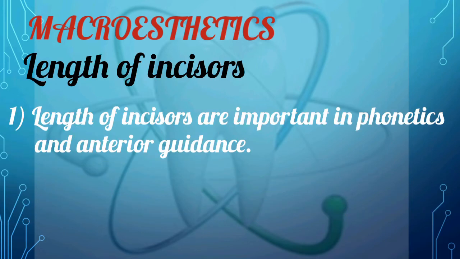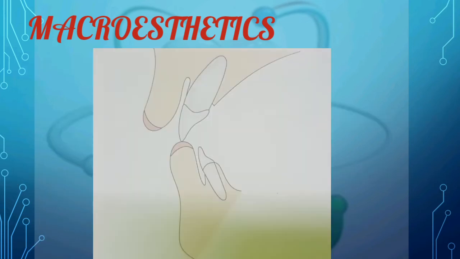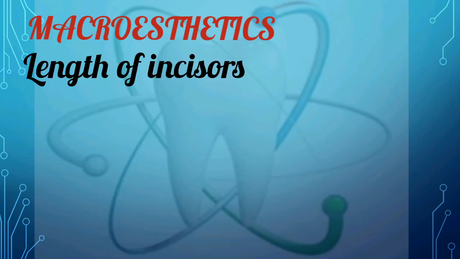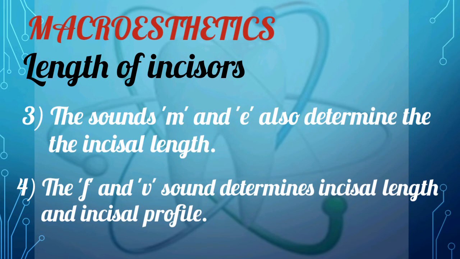So the next one is the length of incisors. The length of the maxillary incisors is important since they play an important role in phonetics and anterior guidance. So aesthetics alone cannot establish the length. When the patient utters the letter F, the incisal edges of the maxillary incisors with the correct length will be placed against the inner edge of the vermilion border of the lower lip. The sounds M and E also determine the incisal length. The F or V sound determines both incisal length and incisal profile.